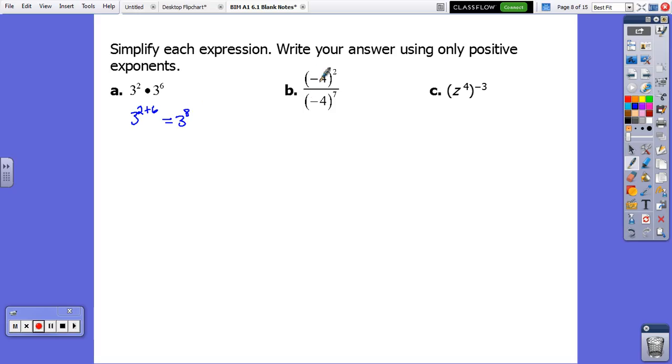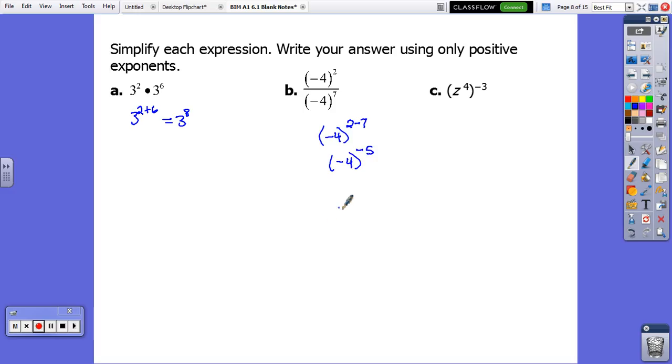On this one, the base is the same, both bases are negative 4. And since it is a quotient property because it's being divided, we subtract the powers. Now you always subtract the top power minus the bottom power. So we're going to do negative 4, and then we're going to do 2 minus 7. And so we get negative 4. 2 minus 7 is negative 5.